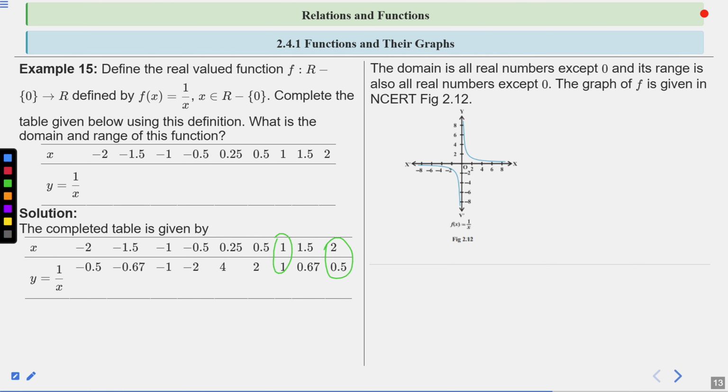Anybody having any doubt? Please ask. I hope how we got this graph for 1 by x is clear to all. If not, please ask. Okay, I am assuming that everything is clear. So moving to next.